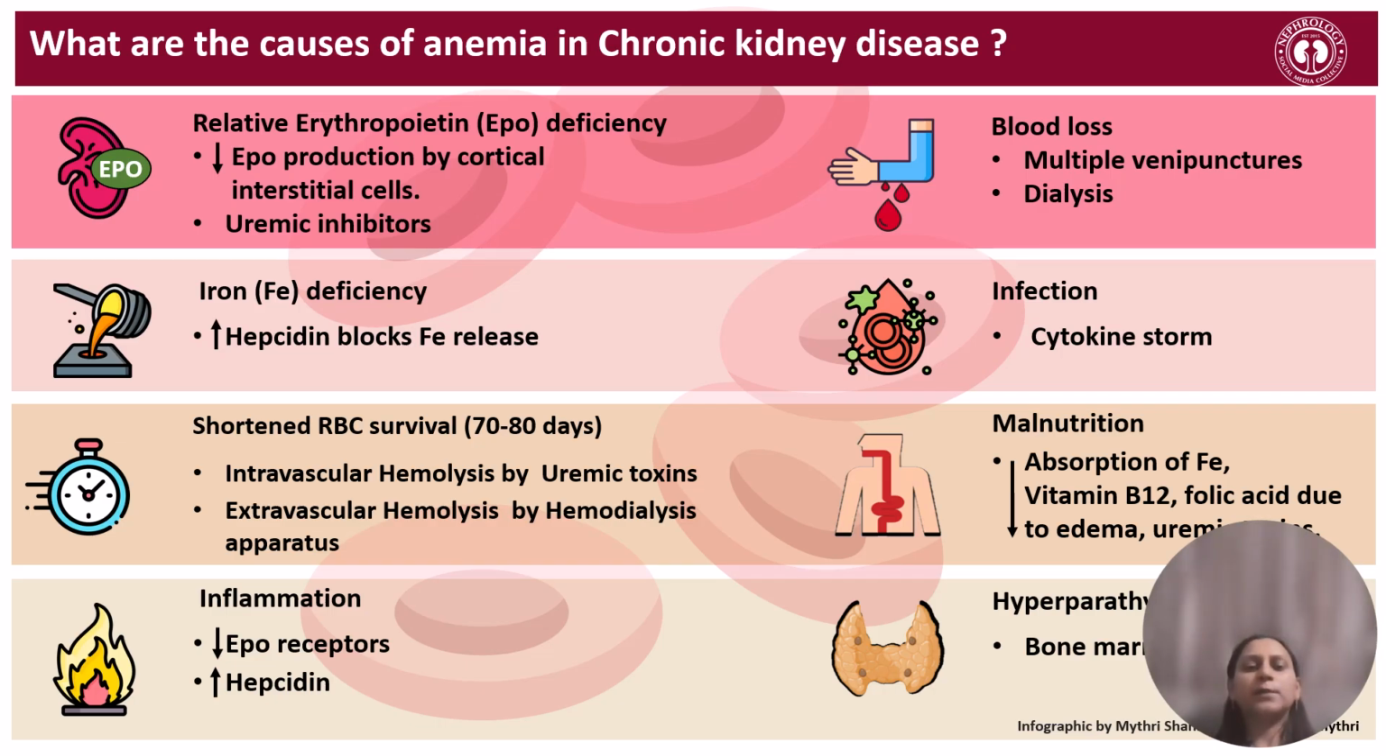Now, what are the causes for anemia in patients with chronic kidney disease? First and foremost, it is the relative erythropoietin deficiency because of reduced erythropoietin production by the cortical interstitial cells. There are also uremic inhibitors which inhibit the entire process of erythropoiesis. And as we all know, CKD is a condition of chronic inflammation. Whenever there is inflammation, the liver produces a protein called hepcidin, and this hepcidin combines with a protein called ferroportin. Ferroportin is an export protein which exports iron from the storage sites like the liver, spleen, and the duodenal enterocytes. So what hepcidin does is it combines with ferroportin and degrades the ferroportin.